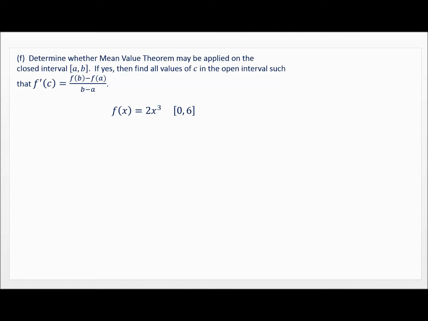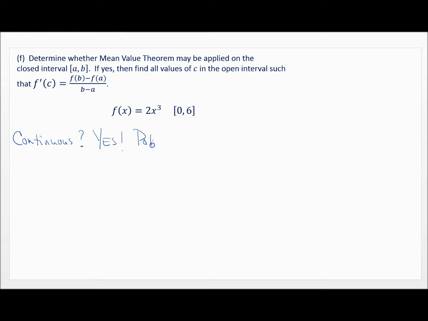It says determine whether the mean value theorem may be applied on the closed interval [a, b], and if yes, then find all values of c in the open interval such that f prime of c equals f of b minus f of a over b minus a. So first of all, are we dealing with a continuous function? I'm hoping you're going to say yes, absolutely we are dealing with a continuous function.